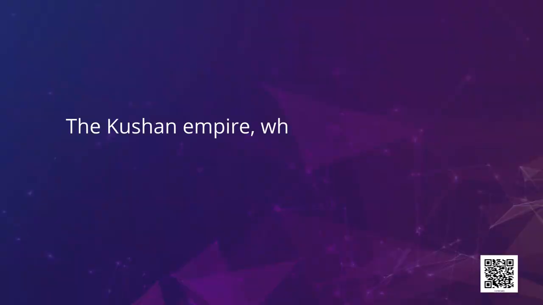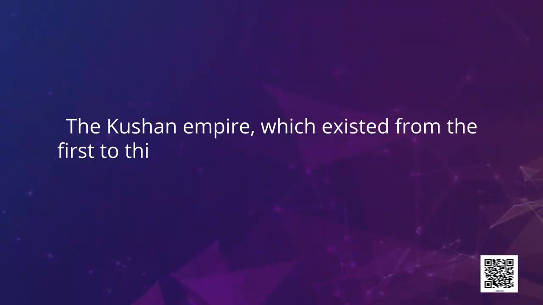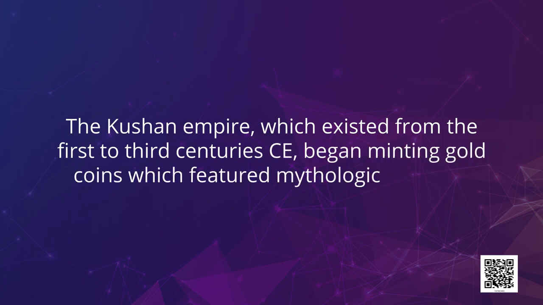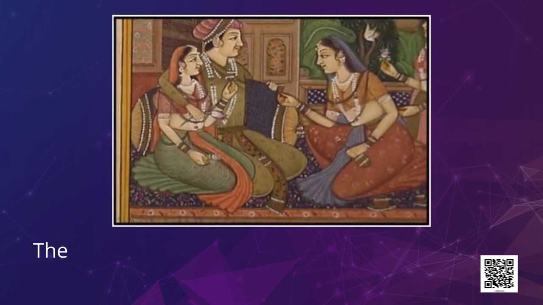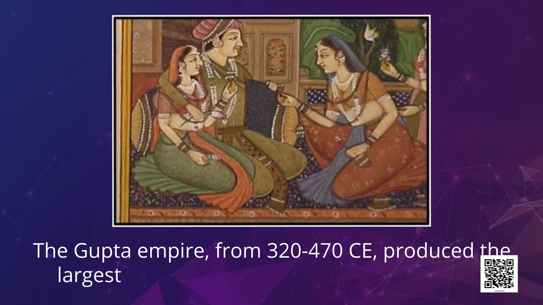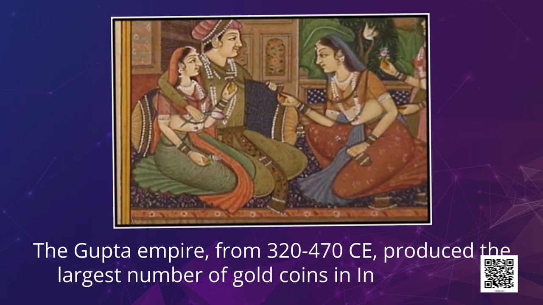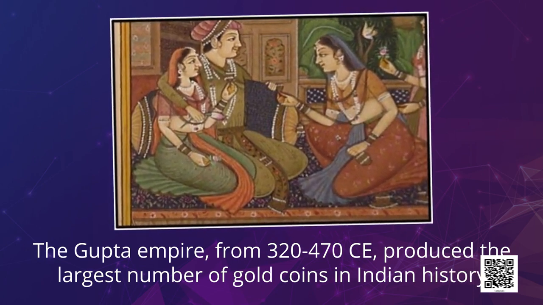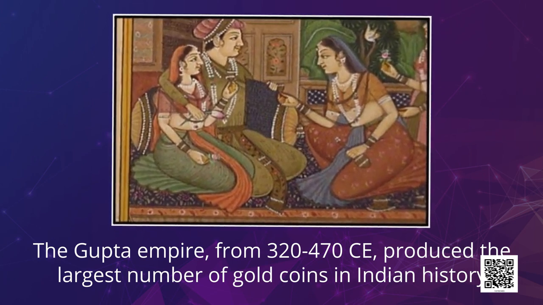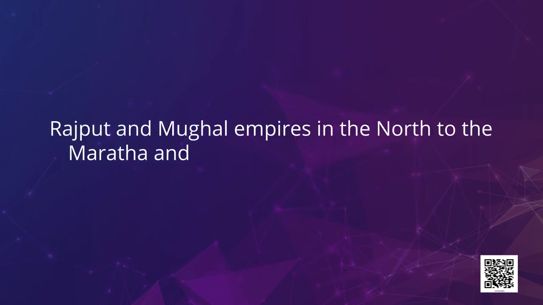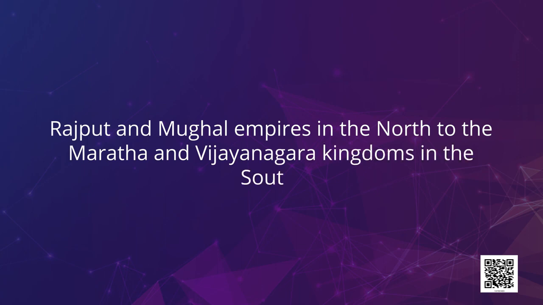The Kushan Empire, which existed from the 1st to 3rd century Common Era, began minting gold coins which featured mythological deities. The Gupta Empire, from 320 to 470 Common Era, produced the largest number of gold coins in Indian history, which is why it is often referred to as the Golden Period. Coins continued to take on various forms through the subsequent dynasties in India, from the Rajput and Mughal Empire in the north to the Maratha and Vijayanagar kingdoms in the south.